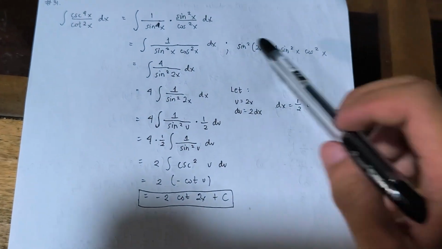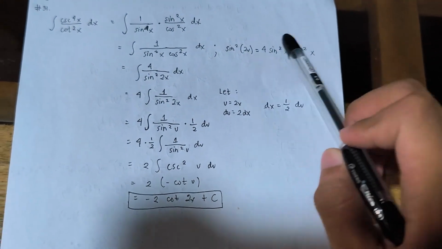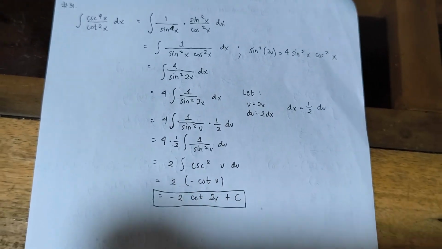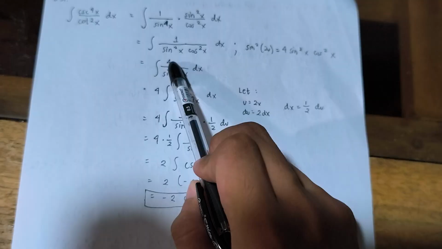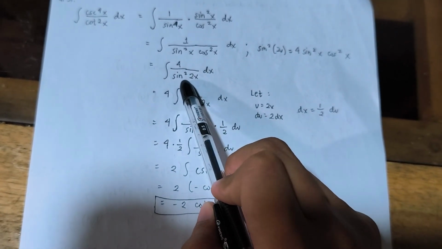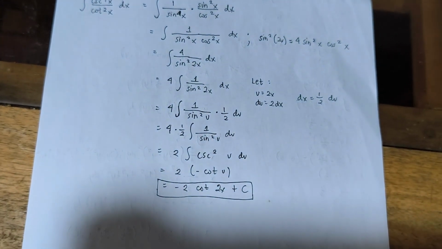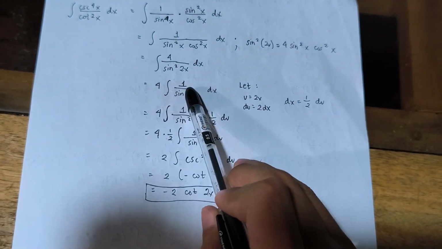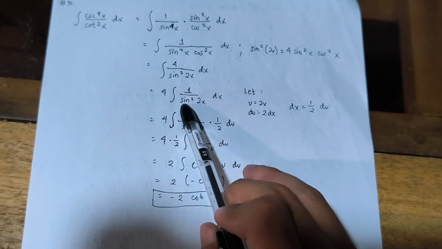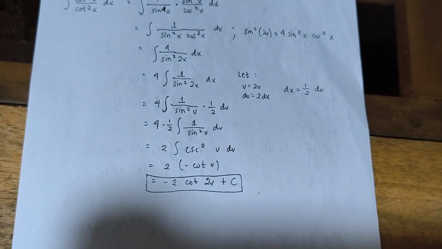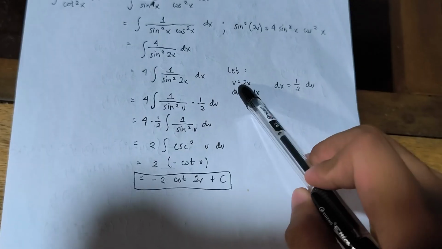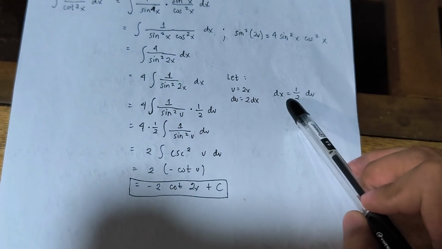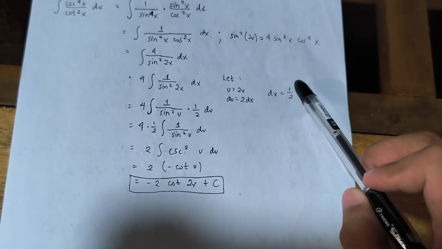Using the identity, sine squared 2x is equal to 4 sine squared x cosine squared x, the integral becomes the integral of 4 over sine squared 2x dx. Then pull out the constant, which is the 4. So we have 4 times the integral of 1 over sine squared 2x dx. Then we will let u equal 2x, then du equals 2 dx, then dx is equal to 1 half du.